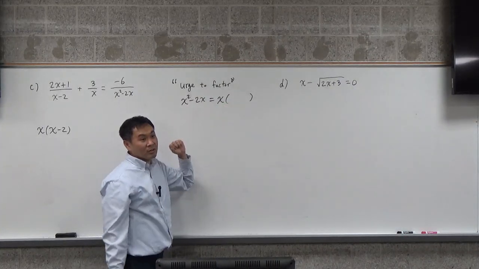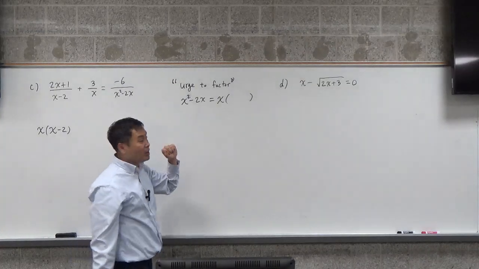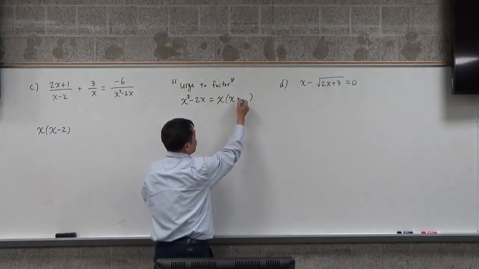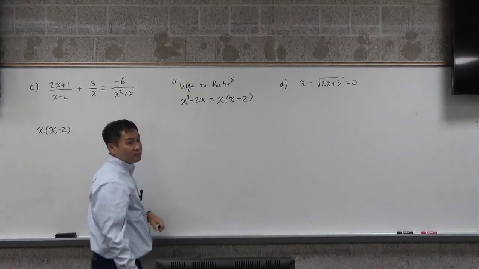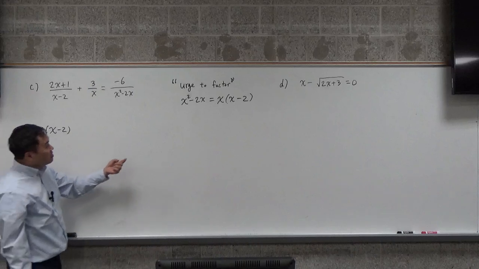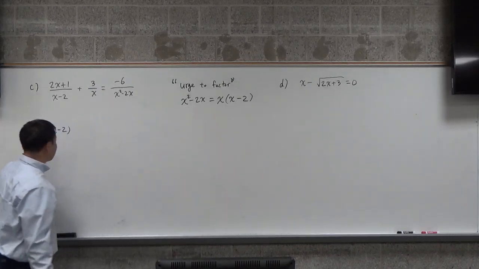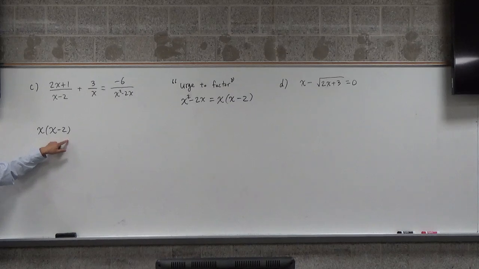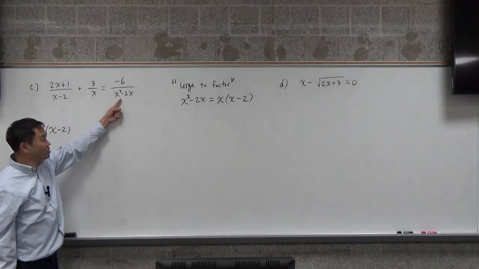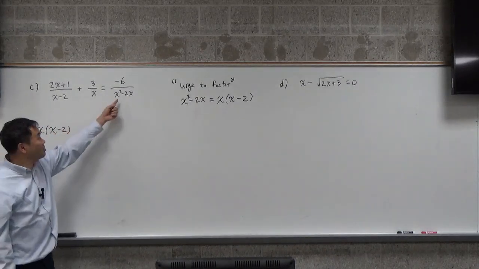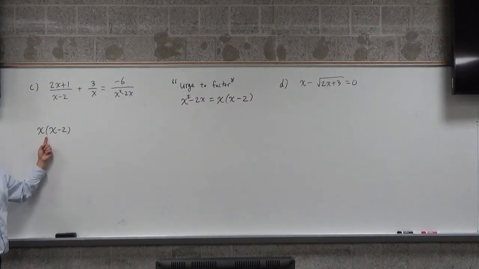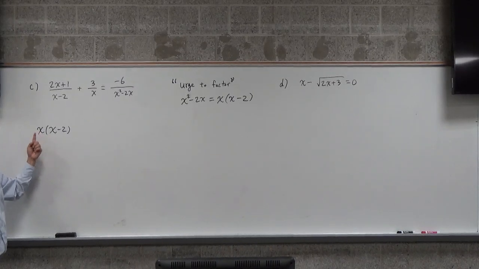X times what is x squared? X times x, right? And then x times what is negative 2x? Negative 2. So that's how it factors. And if you factor it like this, then you realize, oh, this is the same as what I was planning to multiply out anyway. So if I multiply this to every term, then even this denominator will get killed, because this denominator and what we're multiplying are exactly the same. So that's going to do it.